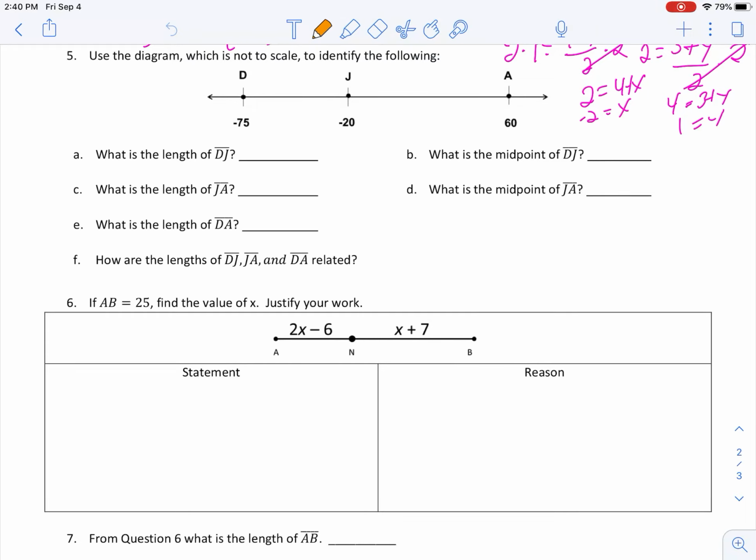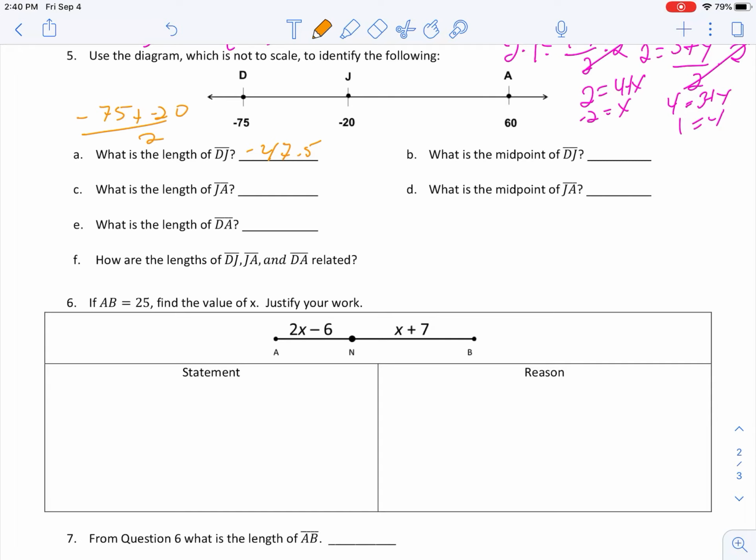So we have ourselves a number line. And from here, we want to find the length of DJ. So as we've been doing with this, we need to go about taking the midpoint, or taking the average. So for DJ, watch your signs. We're going to do negative 75 plus a negative 20, because for averages you add them up and divide by however many there are, which in this case is 2. And the midpoint is at negative 47.5, okay?